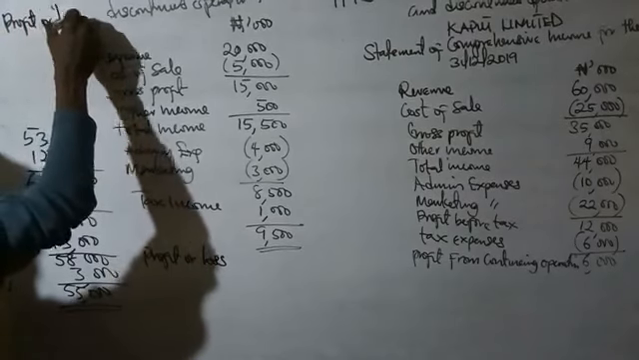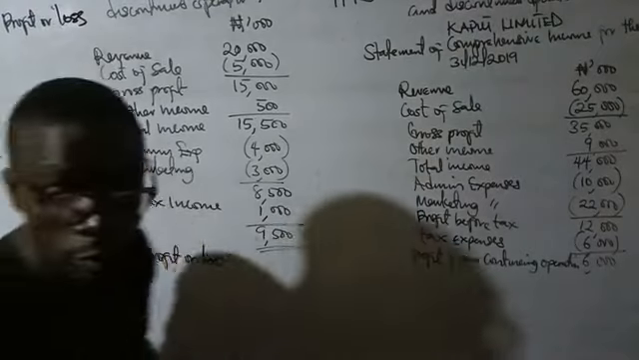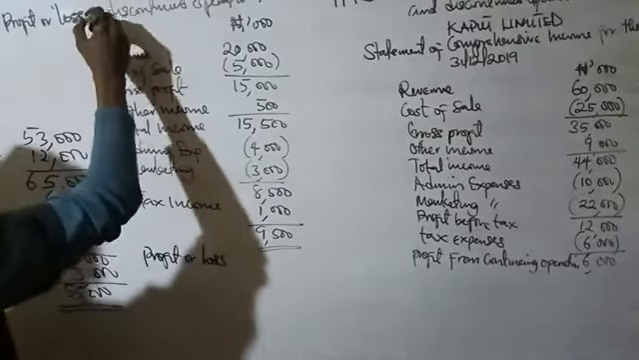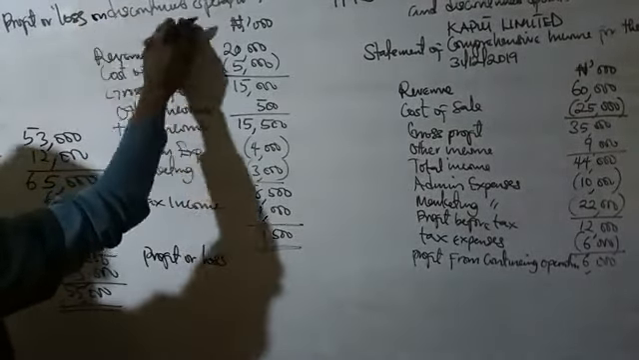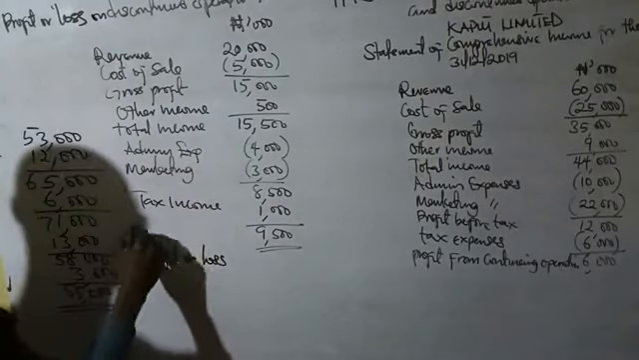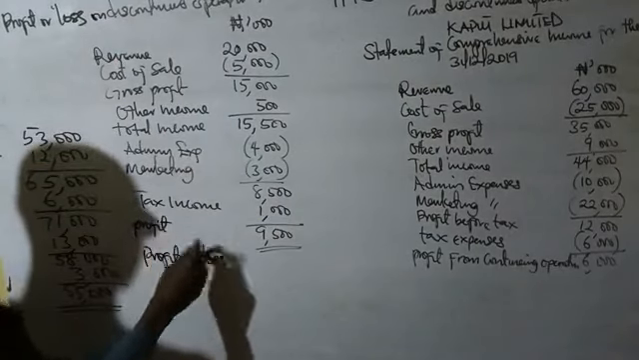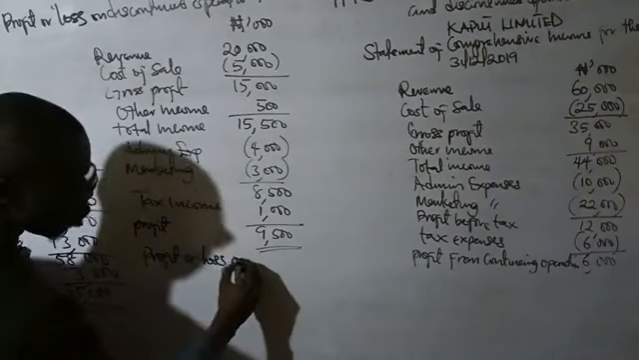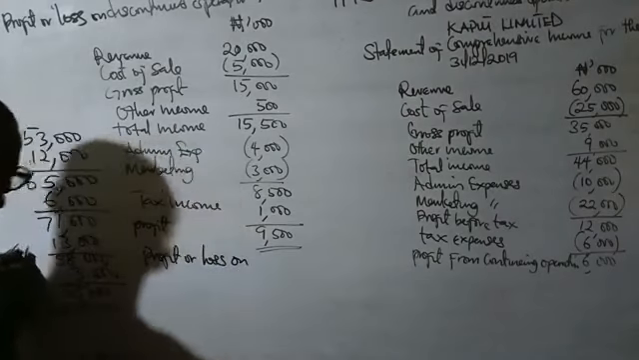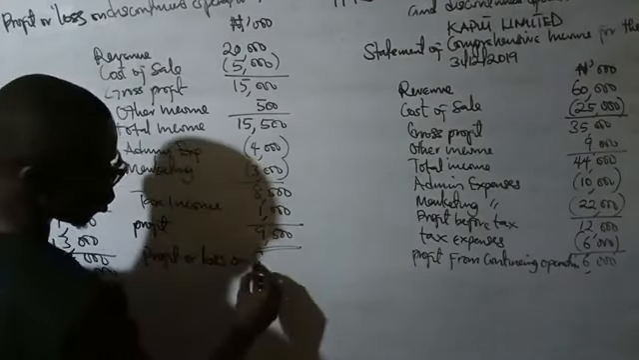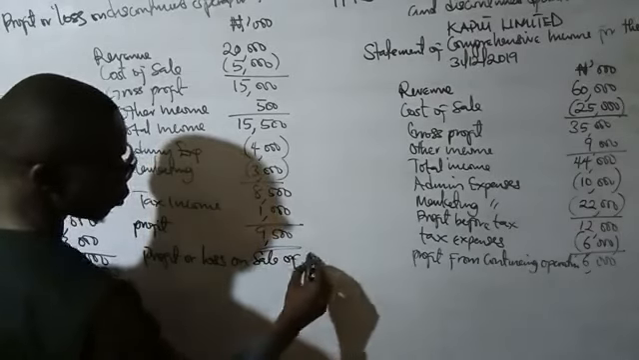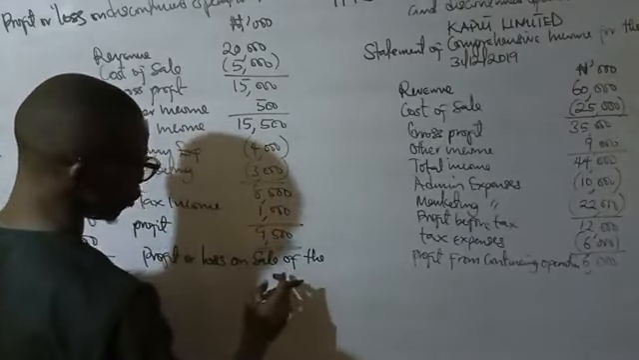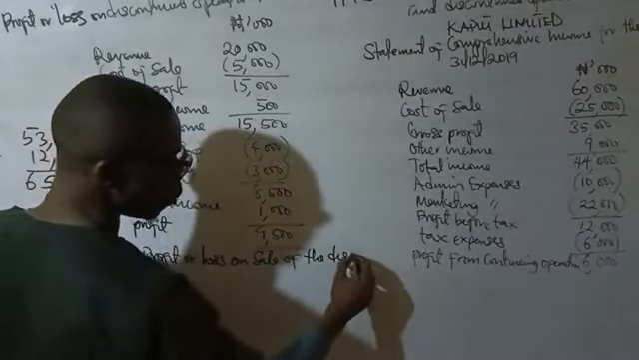You can't see the board now. Can you see it now? So profit or loss on discontinued operation now. But they made a profit. It's profit that they made. So let's look at the profit or loss on the sales that will be made on the discontinued operation now.